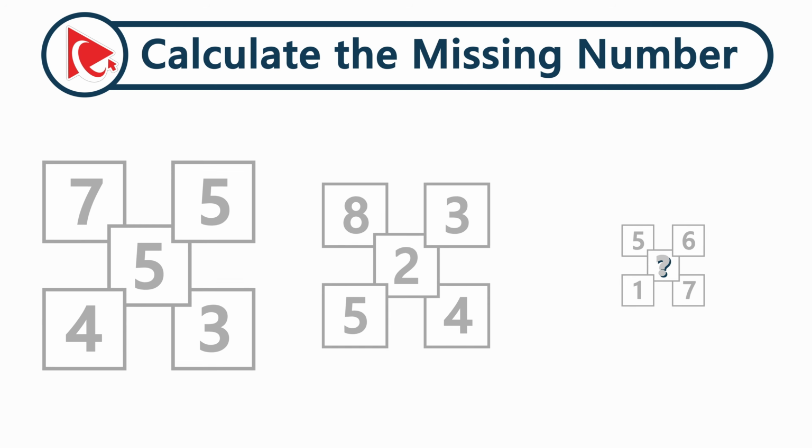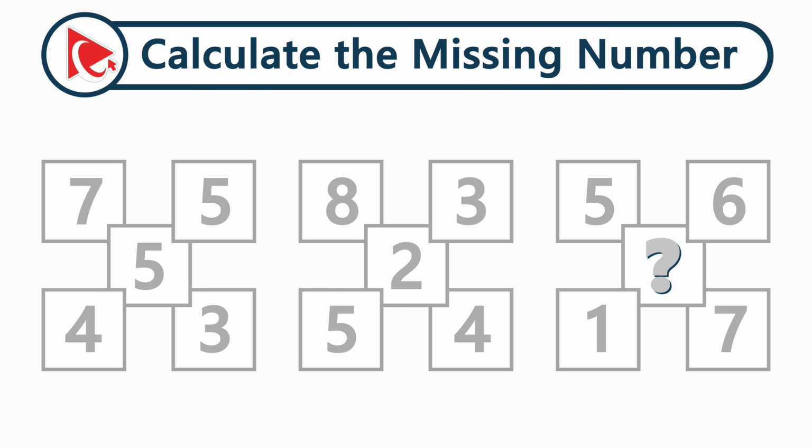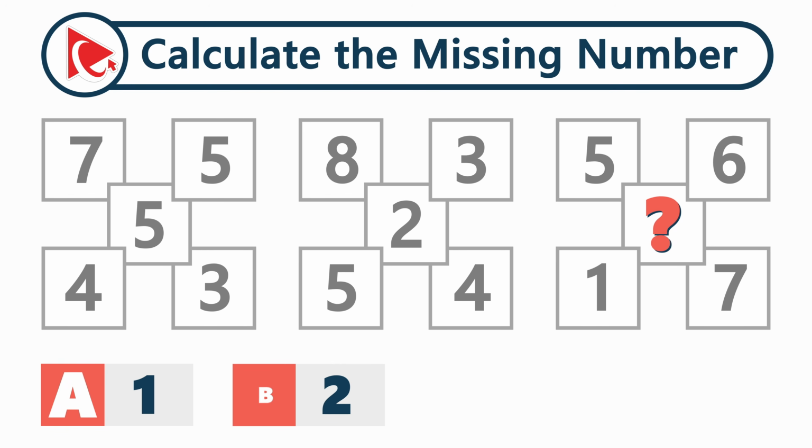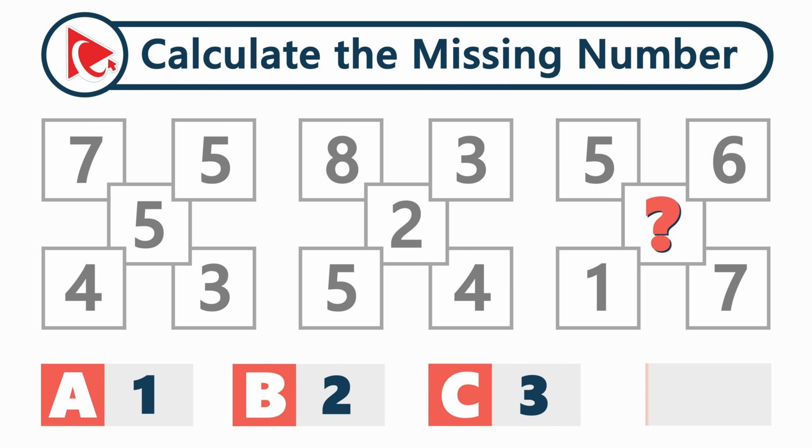You're presented with 3 shapes. Each shape has 5 magical squares with numbers inside. First shape has number 5 in the middle and numbers 5, 3, 4, and 7 on the outside. Second shape has numbers 3, 4, 5, and 8 on the outside and number 2 in the middle. And then the third shape has numbers 6, 7, 1, and 5 on the outside and a missing number in the middle, which you need to calculate and select your answer out of 4 possible choices. Choice A, 1, choice B, 2, choice C, 3, and choice D, 4.